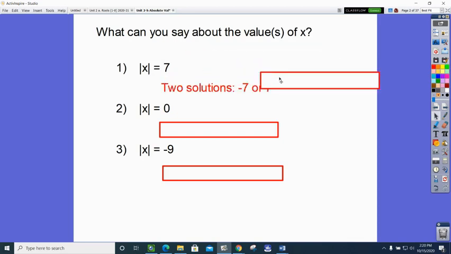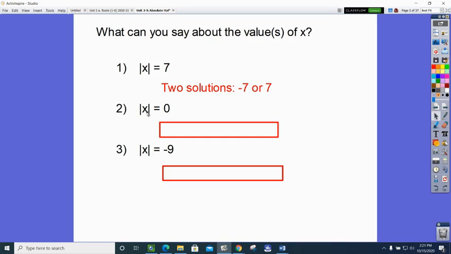Did you say 2 solutions? Because the absolute value of -7 is 7 and the absolute value of +7 is 7. So there are actually 2 solutions there. When the absolute value equals a positive number, there are 2 possible answers: going 7 units to the left, in the negative direction of 0, and 7 units to the right, the positive direction of 0.